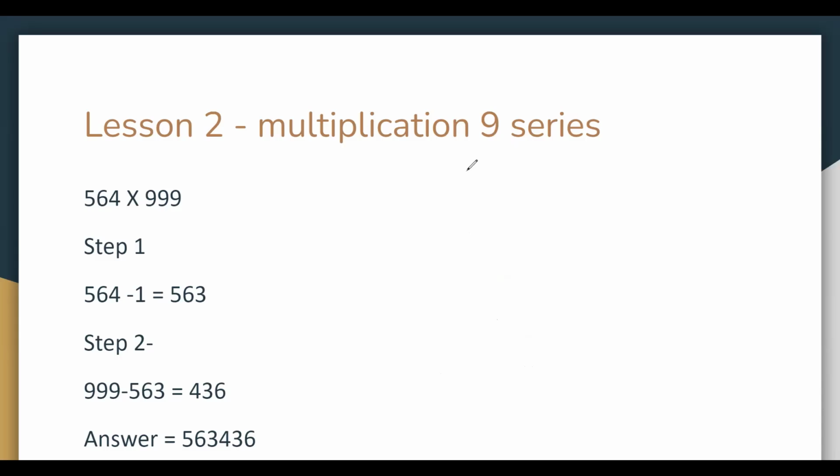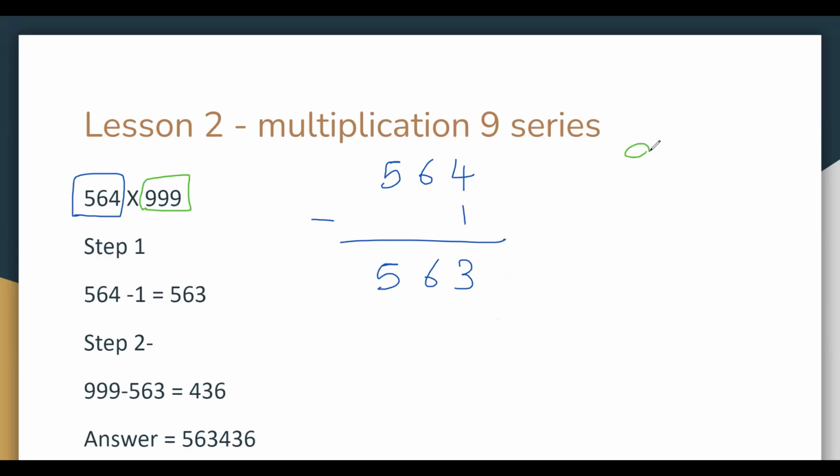I'm going to show you how to do this. So first step, what we have here, we have 564. So 564, you have to subtract it with a 1. You're going to get 563. Your second step is you have to take the 9 series number 999 minus 563. This answer that you got, that you're going to subtract it with the 9 series.